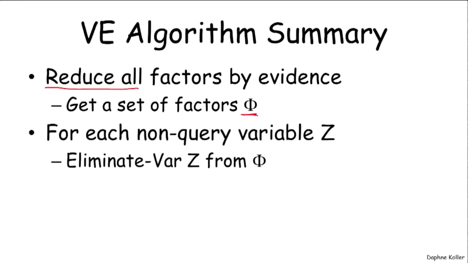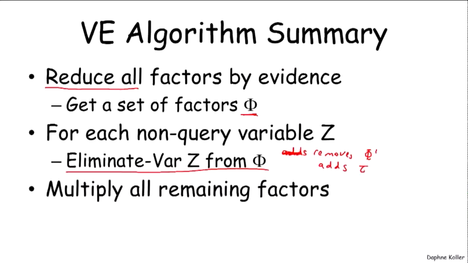Now, for each non-query variable, we need to eliminate it. And so we run, one at a time, something that eliminates the variable z from the set of factors phi. Each such step changes my set of factors. It adds factors and removes, so actually starts by removing factors, which the phi prime from the previous line, and it adds a new factor tau.